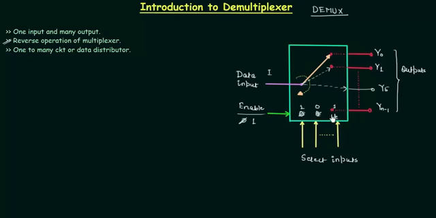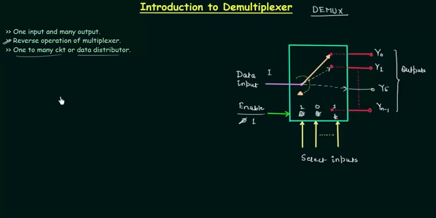So this is the simple operation for the demultiplexer, and this is also called a one-to-many circuit because a single data input is transferred to many outputs, and also a data distributor because the data is distributed to many outputs.